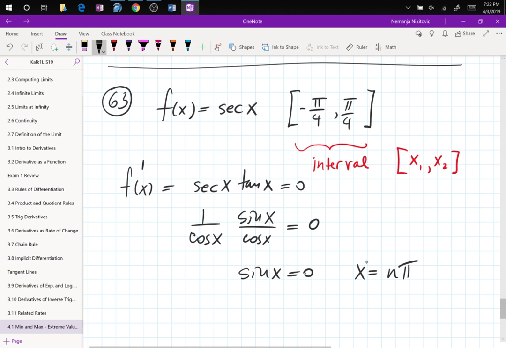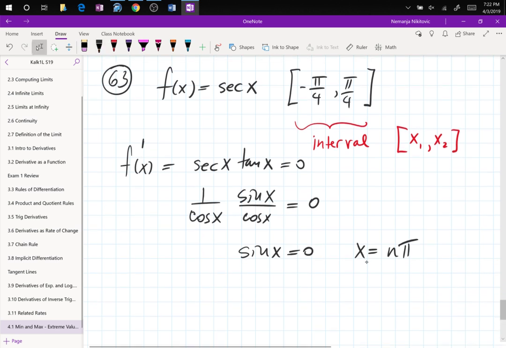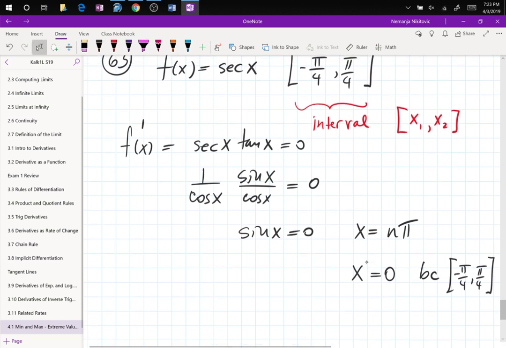Infinitely many. But then, do we need infinitely many of them? No, because we are on a closed interval, so we get to keep only one. Which one? 0. Very good. We keep only this one because of negative pi over 4 and pi over 4. The next one is pi, so that's outside of the range. The one before is negative pi, also outside of this range. So we are only focusing on x equals 0.